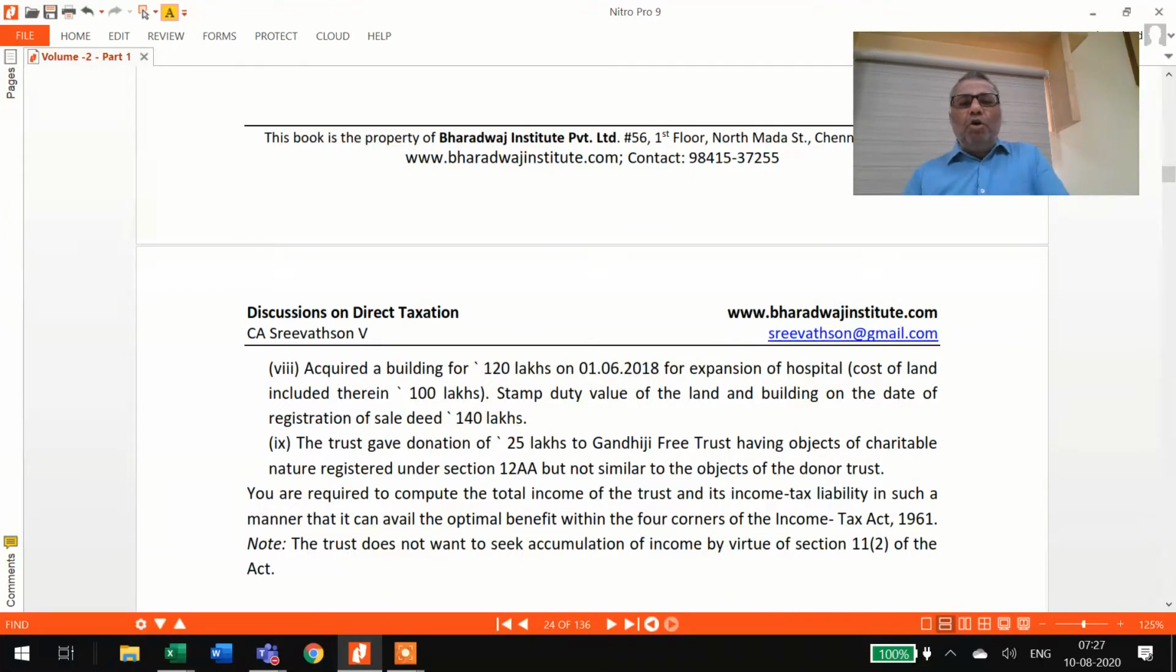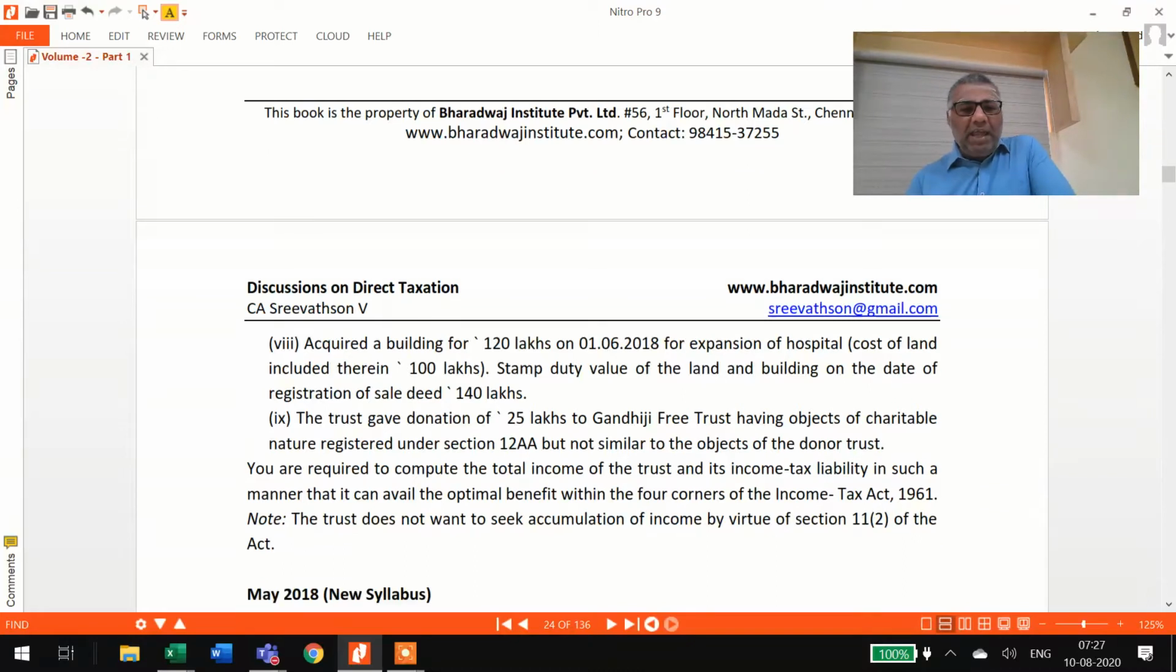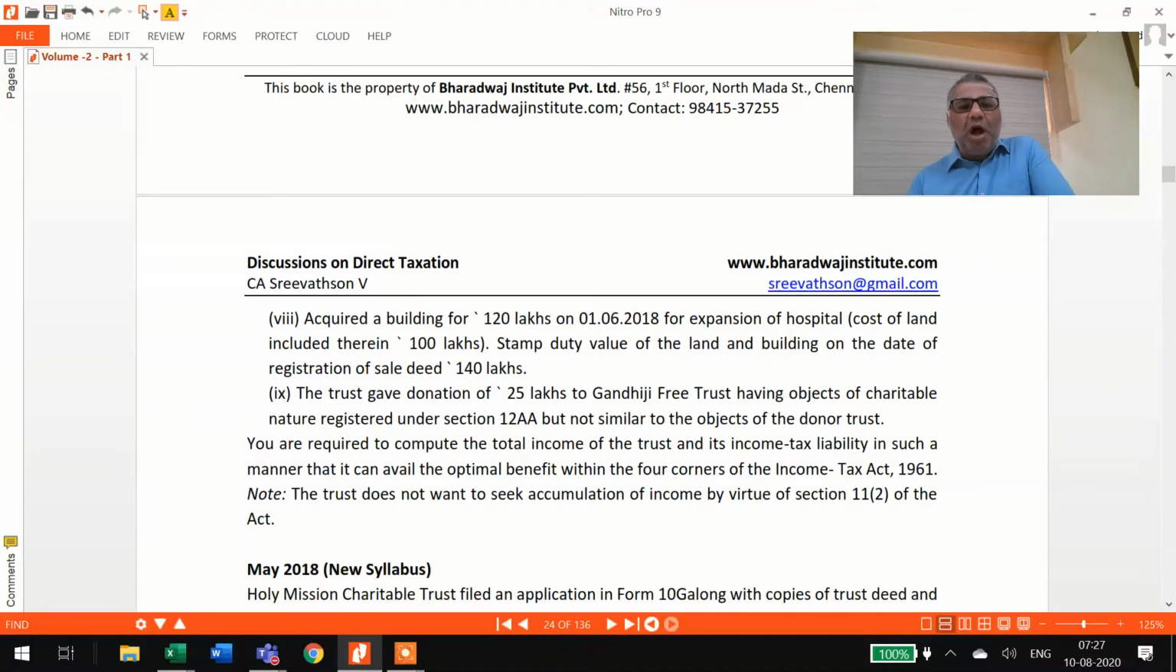Acquired a building for 1,20,000 for expansion of hospital. Stamp value of the land and building on the date of registration was 140 lakhs. The trust gave donation of 25 lakhs to another trust having objects of charitable nature, but not similar to the object of the donor trust. Okay, I don't mind, it need not be similar, it should be registered and it should not be for the corpus of the trust. You can take a favorable assumption.